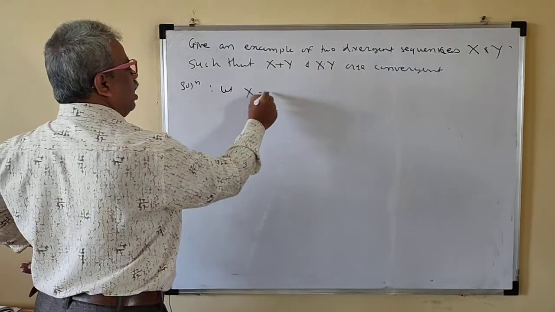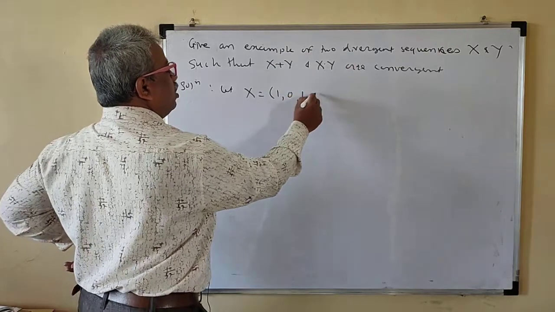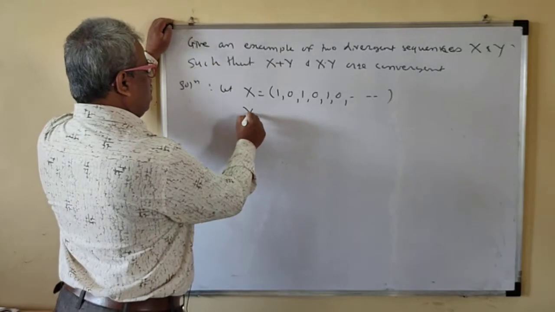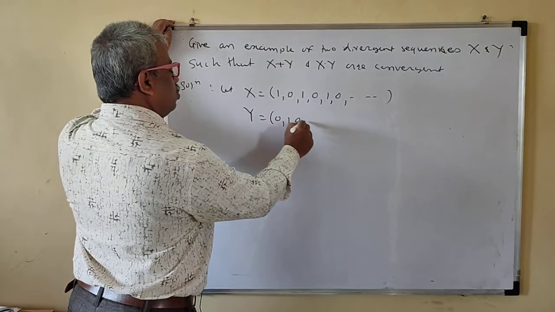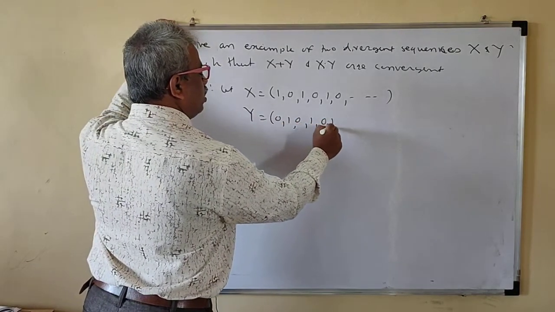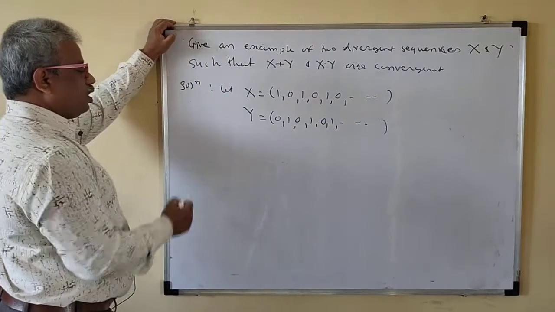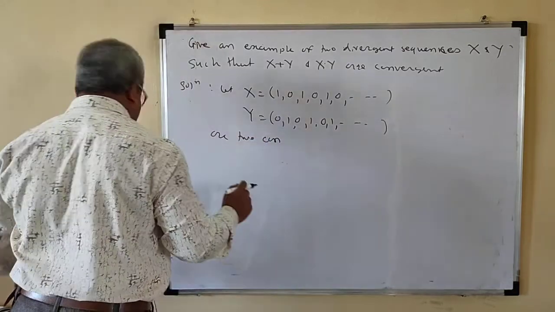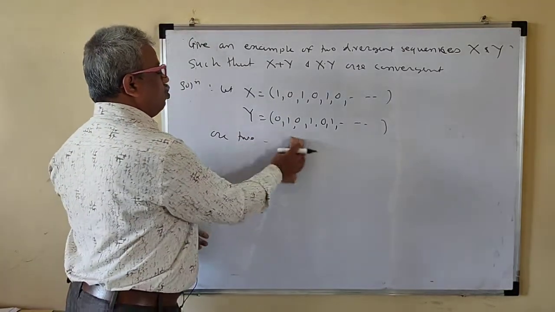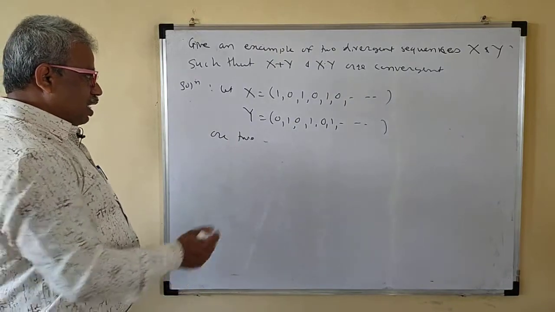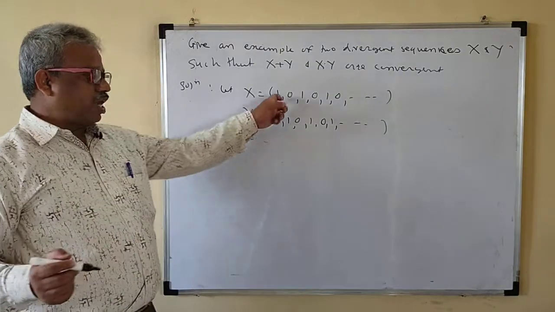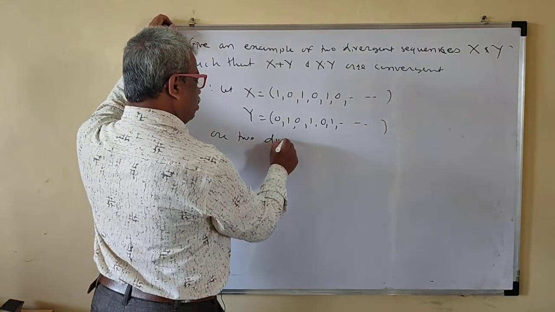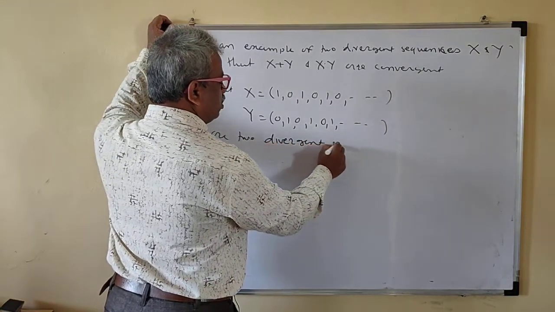Solution: let x be equal to 1 0 1 0 1 0 and so on, and y be equal to 0 1 0 1 0 1 and so on. Are these convergent or divergent? The subsequences go to 1 and to 0, so these are the two limit points, 0 and 1. Here also the limit points are 0 and 1, so both are divergent sequences.